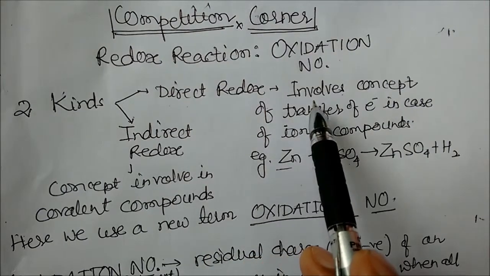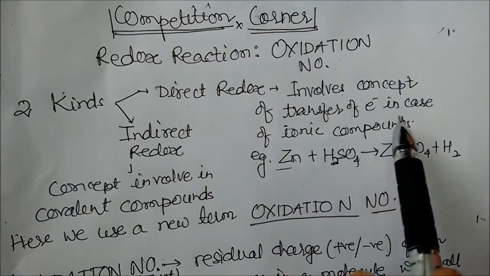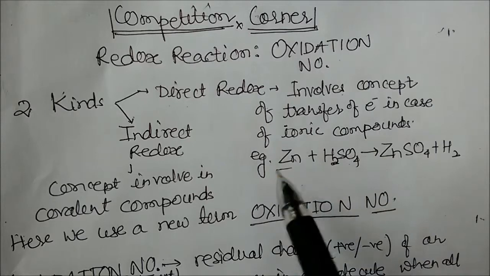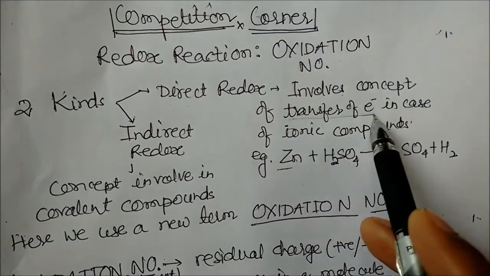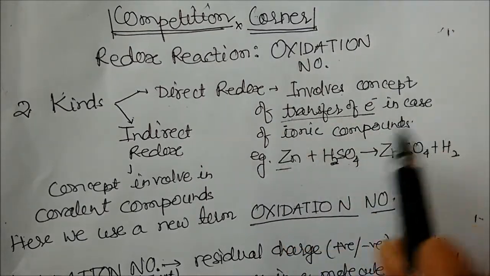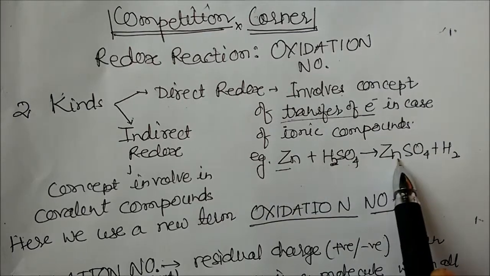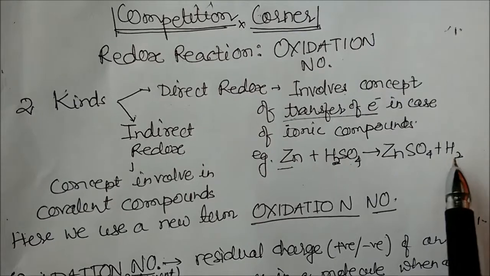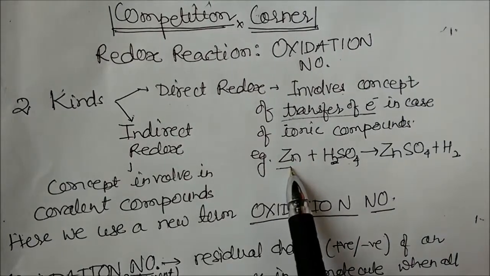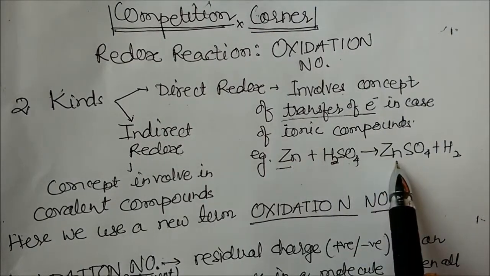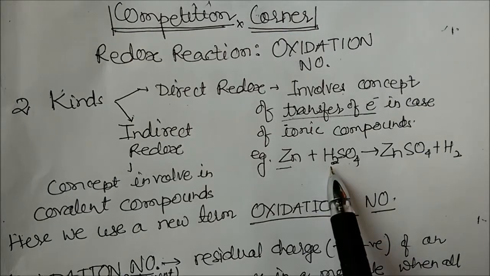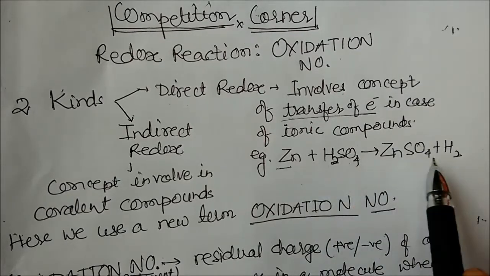It actually involves the concept of transfer of electrons in the case of ionic compounds. So you have a transfer of electrons, which we know is possible in ionic compounds. We have one example: zinc plus H2SO4 gives zinc sulfate plus hydrogen. Clearly, zinc is giving 2 electrons and therefore we get the zinc sulfate compound. Here hydrogen is accepting 2 electrons. This we have seen in previous cases.